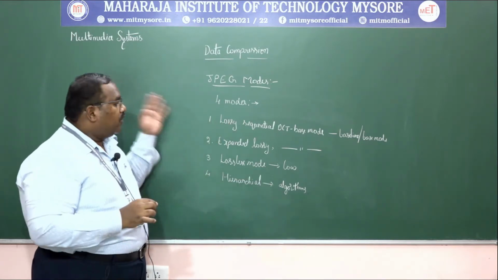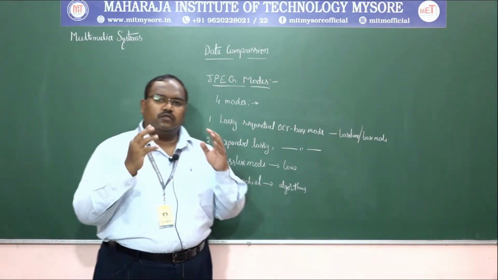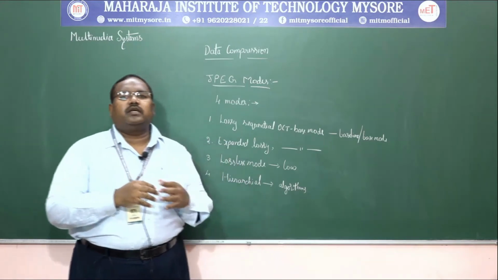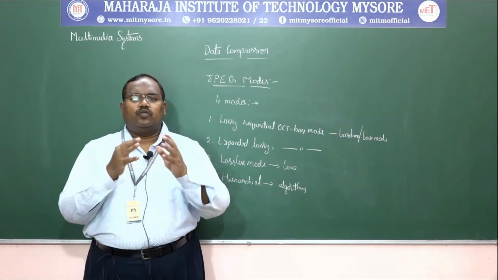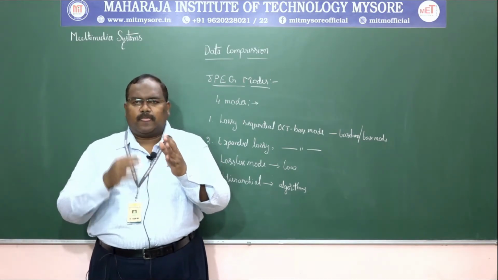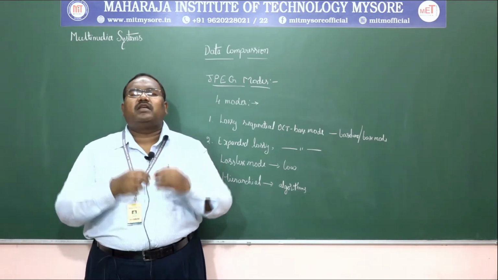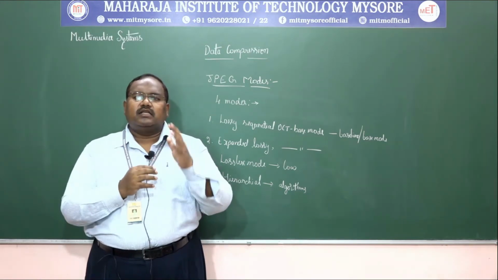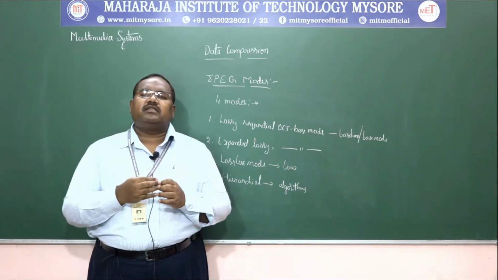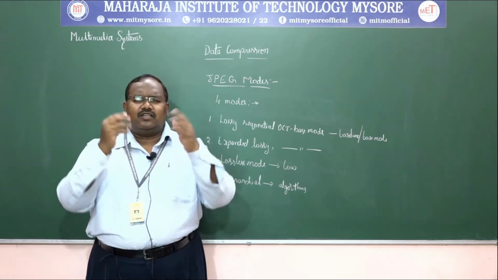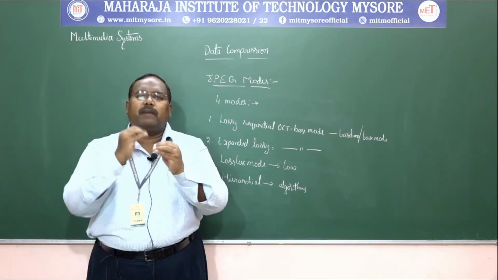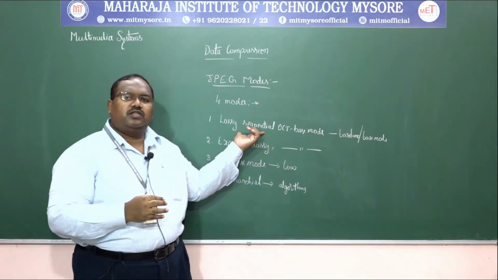So when we talk about JPEG, we have four modes. The first one is the lossy sequential DCT mode, which uses the baseline process or base mode, which every JPEG decoder supports. The second one is the expanded lossy DCT mode, which provides a set of further enhancements, a bit better than the original lossy.